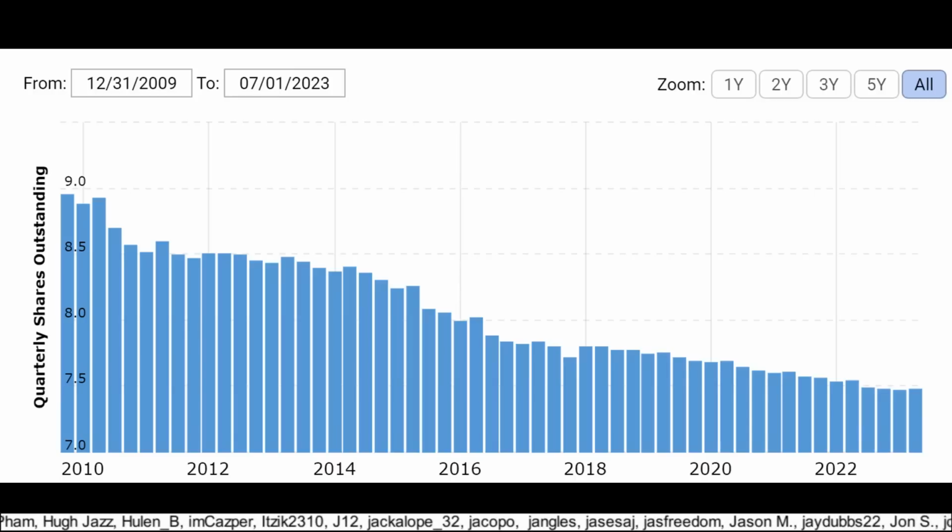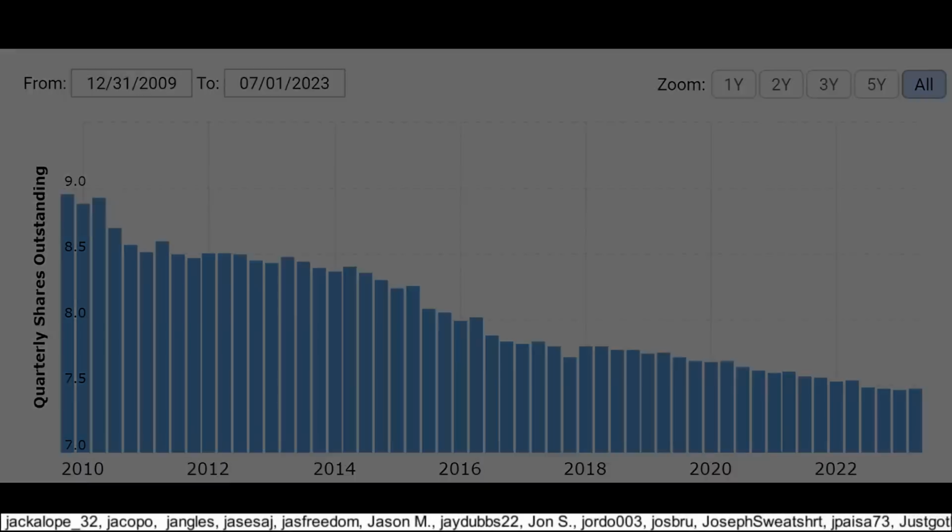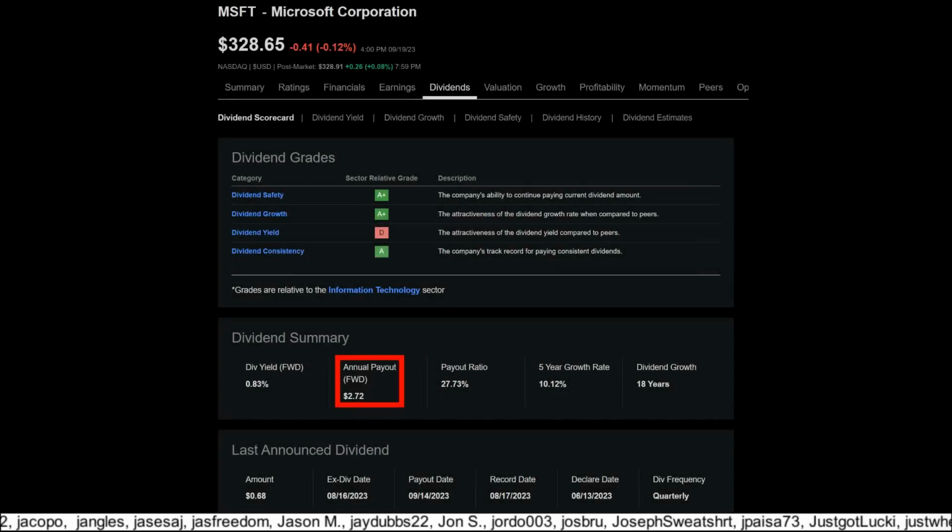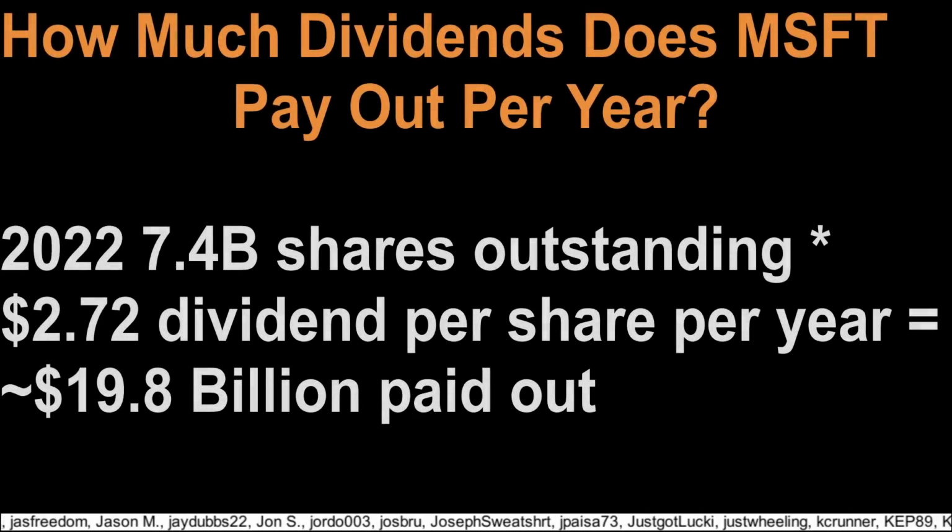Buybacks also help drive up earnings per share, and the stock price usually follows earnings. The other cool thing about buybacks is that doing them makes the dividend payout more sustainable. Like, we see that Microsoft pays out $2.72 per share per year, and if there are 7.4 billion shares outstanding, then that means they pay out around $20 billion a year in dividends.